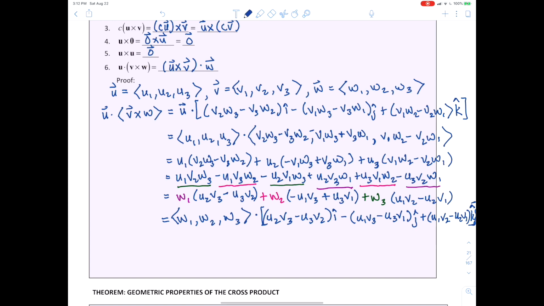Just grouping them here. But what is that? That is W dot U cross V, and the dot product is commutative, so that's going to be U cross V dot W. Cool, cool? All right. So here we go. I had just enough space for that.